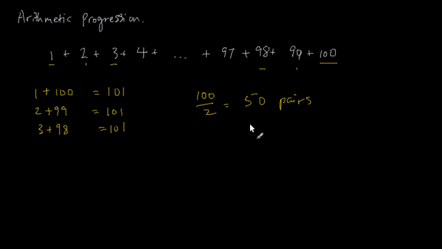And since each pair always adds to 101, and since there are 50 pairs, therefore the total must be 50 times 101. That gives 5050. So this is a very quick way to get to the final answer.